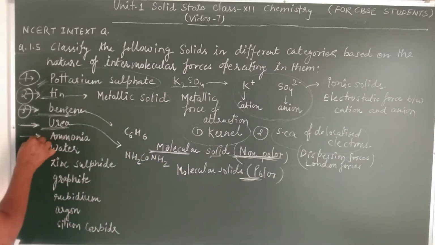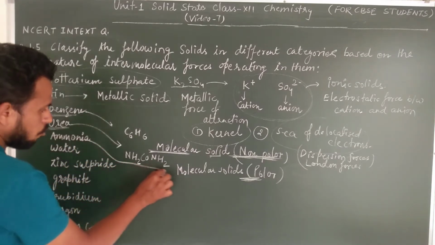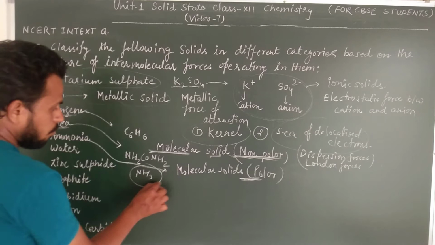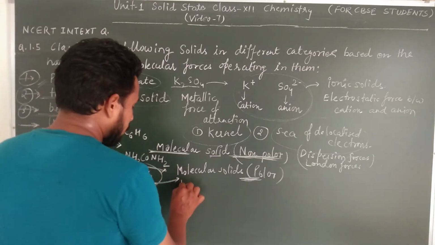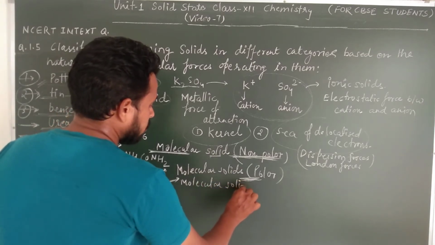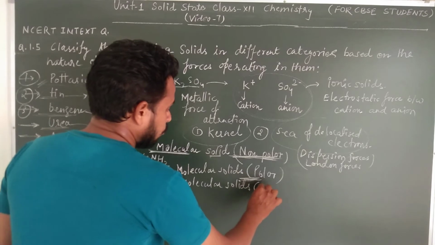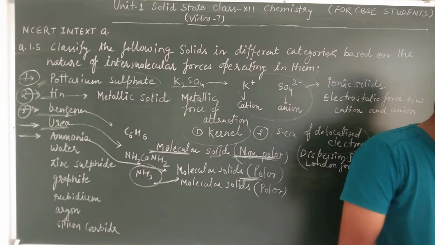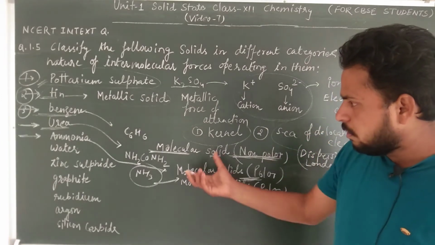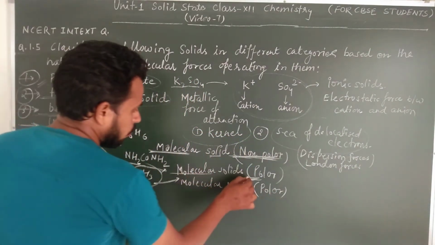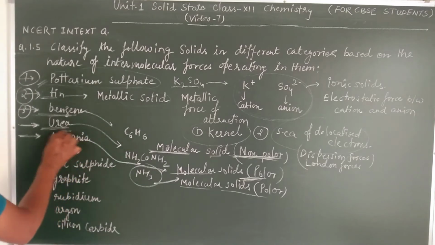If we talk about ammonia, NH3 is also a molecular solid, as well as polar. It is also polar. Urea and ammonia, they are both molecular solids, polar molecular solids. Ammonia and water.